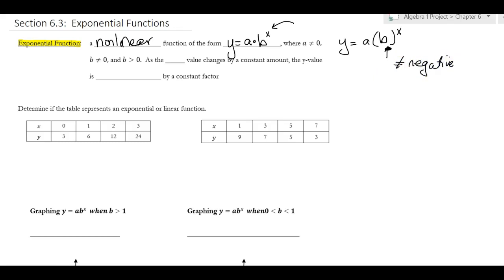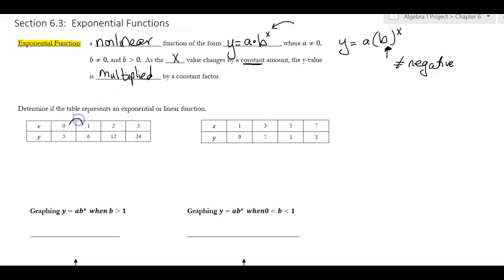Okay? Alright, as the x value changes by a constant amount, so x changes by the same amount, the y value is multiplied by a constant factor. Okay, so in a linear function the x and y changed by a constant amount. But for exponential, what happens is the x changes by a constant and the y is multiplied. So let's see if this is exponential or linear.